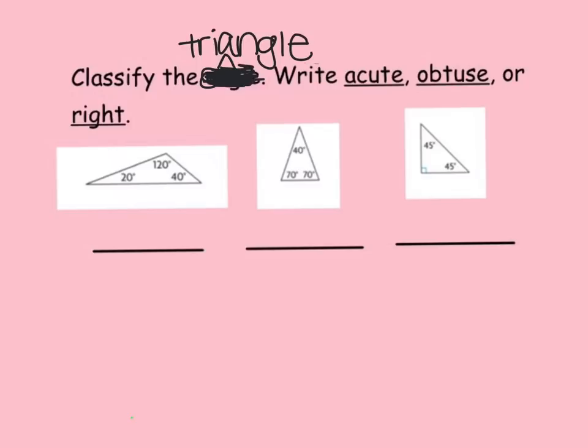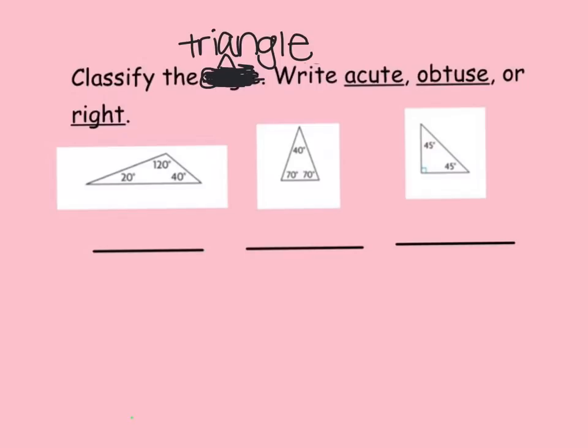And we're moving right along into classifying triangles. I did make a little bit of a typo, but I fixed it. So we are classifying the triangles. We're going to write acute, obtuse, or right. Now we have practiced this a little bit in class. The only thing that may be a little bit different is the degrees are actually in the angles of the triangle. So that may be just a little bit different for some of you.